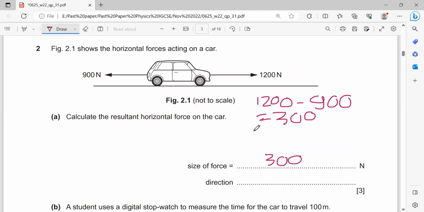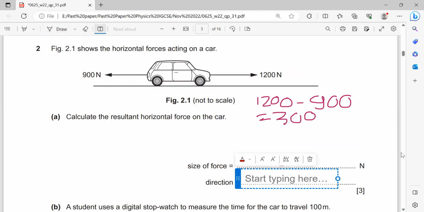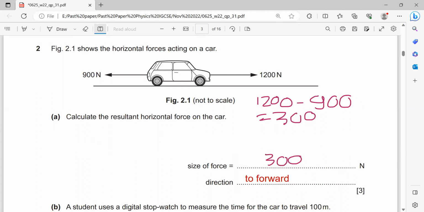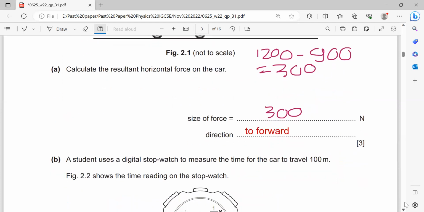And then the direction, of course, to the right, or forward. Okay, or to the right. If you want to answer to the right, no problem.